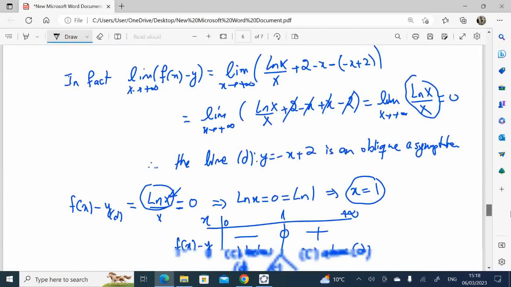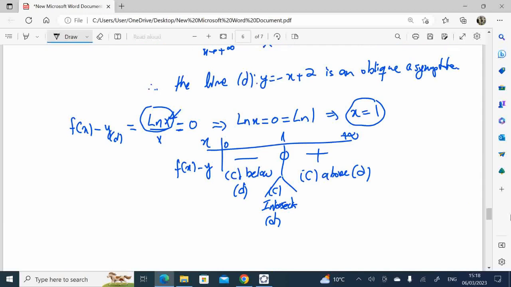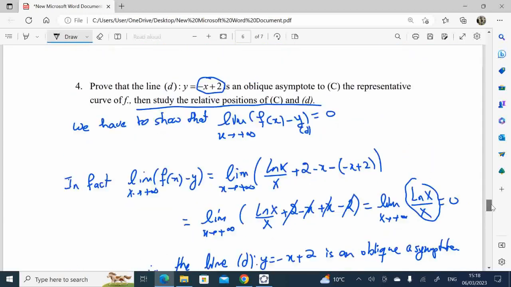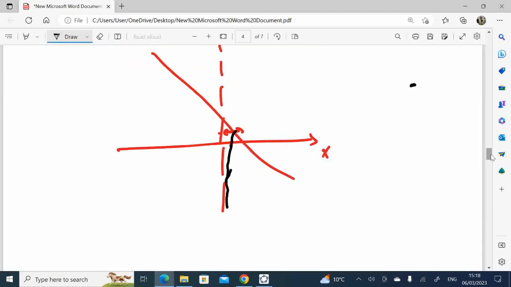Now notice here that using the table of relative position between C and D, C is below D between 0 and 1. For all x between 0 and 1, C is below the asymptote, whereas after the 1 it becomes C above the asymptote. So let us draw according to this. Before 1, C below the oblique, and after 1 it's going to be above the oblique. And now from the maximum it goes to minus infinity of the oblique. Okay, so this is the curve.